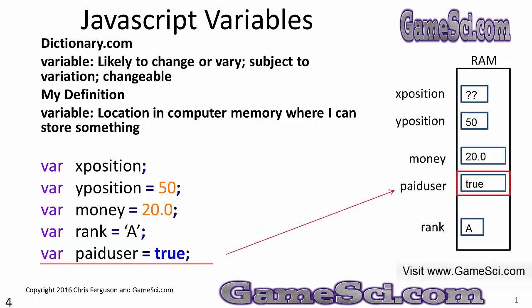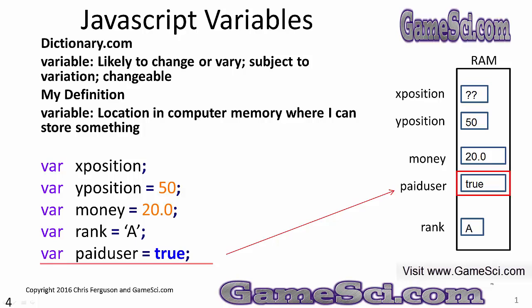JavaScript does support the Boolean data type. You can see I'm var paid user equals true. I'm going to assign the Boolean value with the keyword true in JavaScript. I'm going to assign that to the paid user, and I can only assign two values to a Boolean variable, true or false. And in this case, I'm assuming paid user equals true means the user has paid to play the game. Perhaps they'll get access to more levels because they're a paid user. Perhaps they'll get more goodies or more.